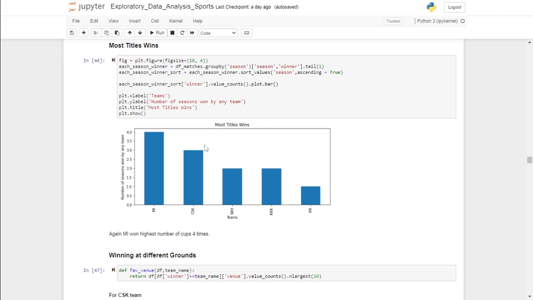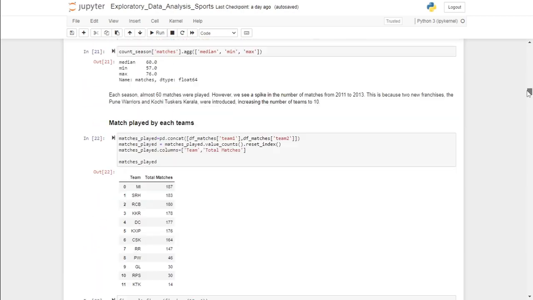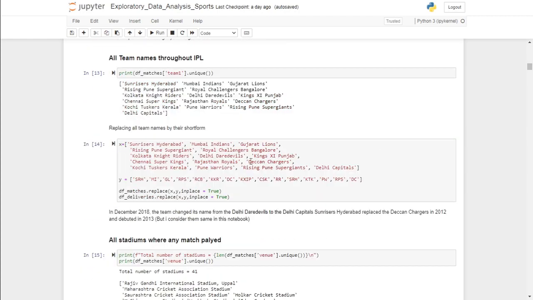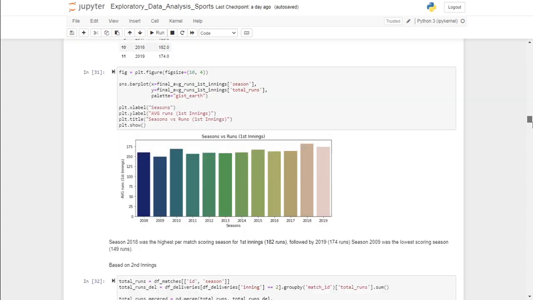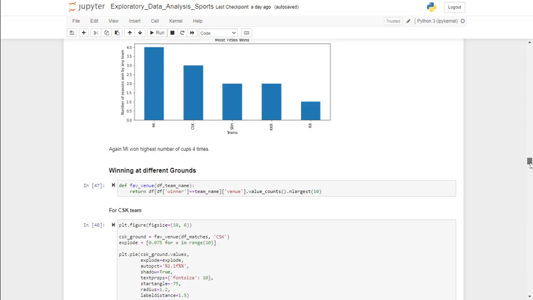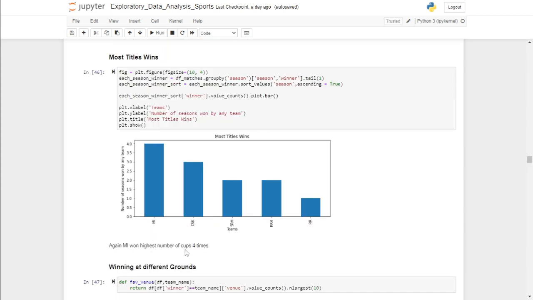And you can see the most title wins. MI wins the most titles, 4 times, CSK 3 times, and SRH and KKR both 2 times. SRH on its own won 1 time, and we have merged them with Deccan Chargers, and Deccan Chargers has also won 1 time. This is why it shows they have won 2 times.